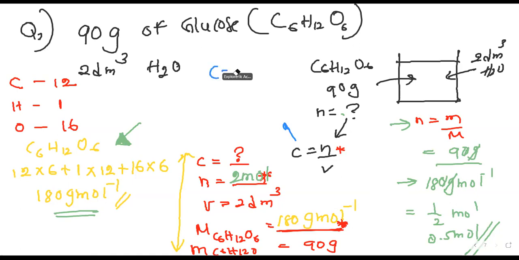How is it done? Concentration equals number of moles over volume. Number of moles is 0.5 moles. The volume is 2 decimeter cubes. So divide, then you'll get 0.25 moles per decimeter cube. Space is the challenge on the virtual board.